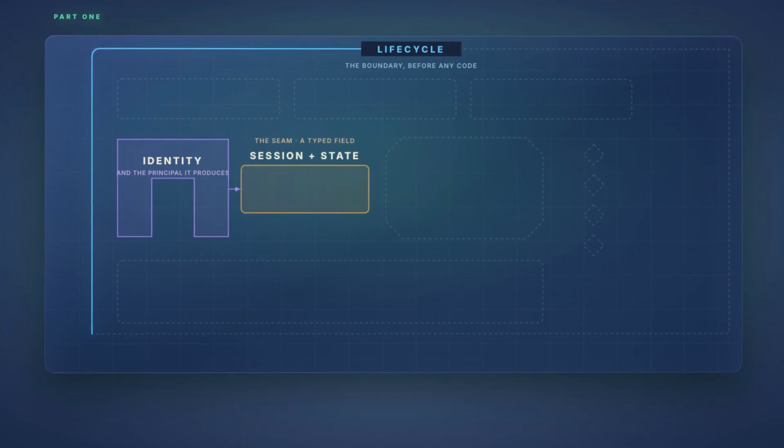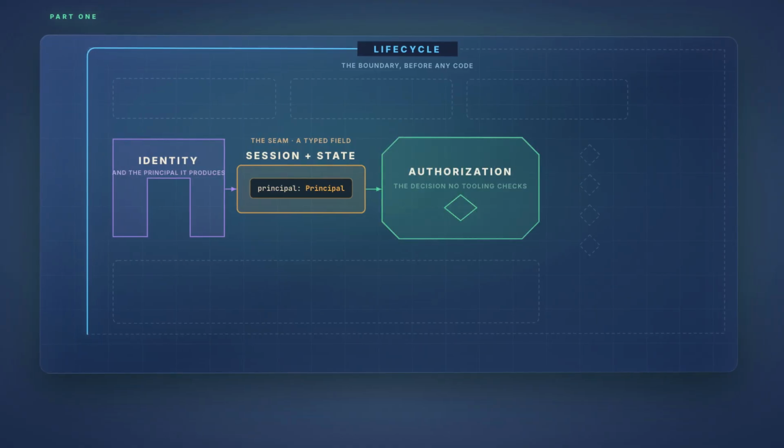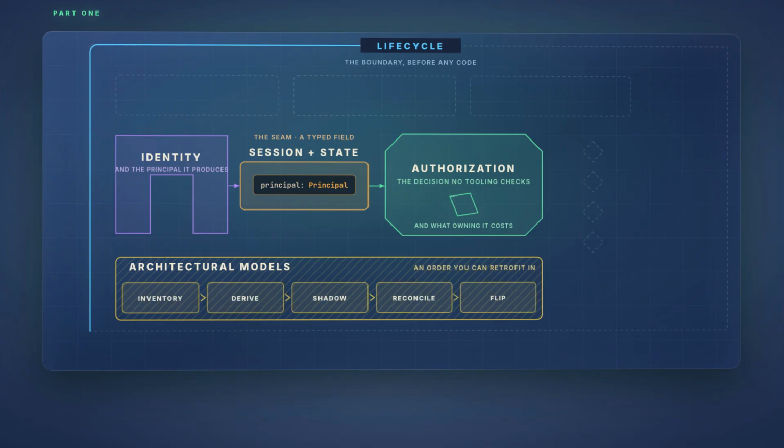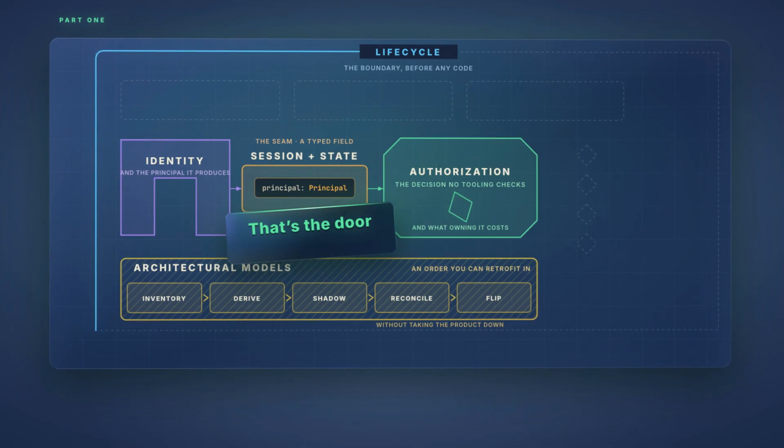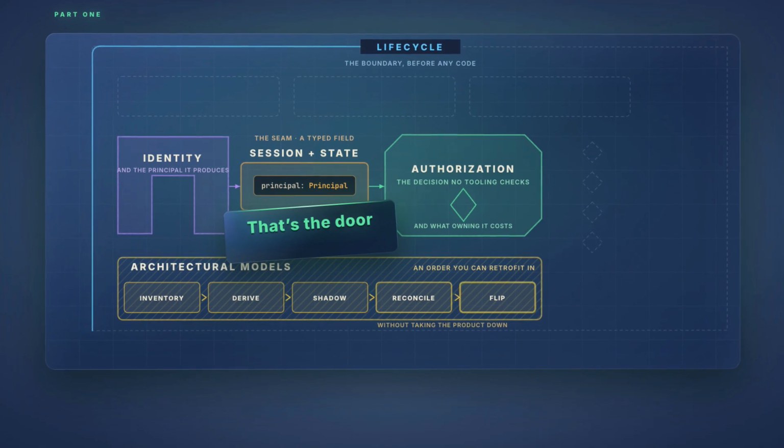So, the boundary before any code, identity, and the principle that comes out of it. The seam, a typed field, not a metaphor. The decision nobody's tooling can check for you, and what owning it actually costs. And an order you can retrofit in without taking the product down. That's the door. Keep the shape of it. The contents are fixed. The order is the part nobody hands you.